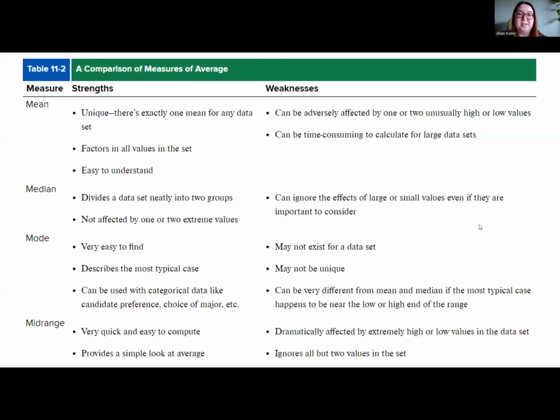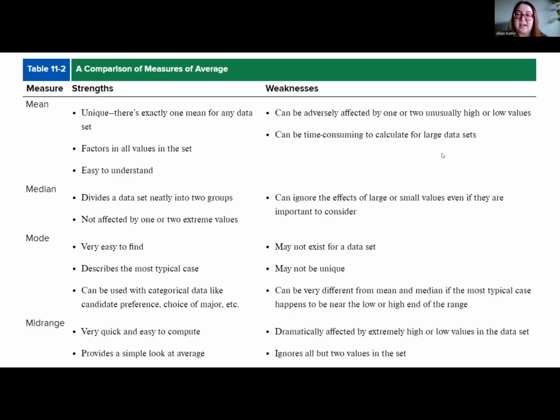So that leads us into comparing all of our different measures of average. All of them have different strengths and different weaknesses, and we can change when we want to use things whenever it's available. So starting off with mean, the strength is that it is unique. There's only one mean for an entire data set. It factors in all the values of your set, and it is easy to understand. The mean is definitely going to be the average of all of the numbers.